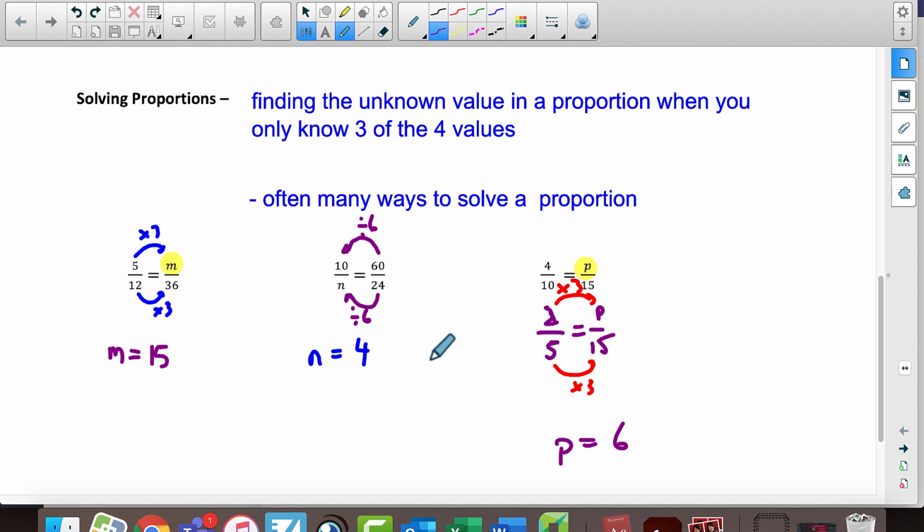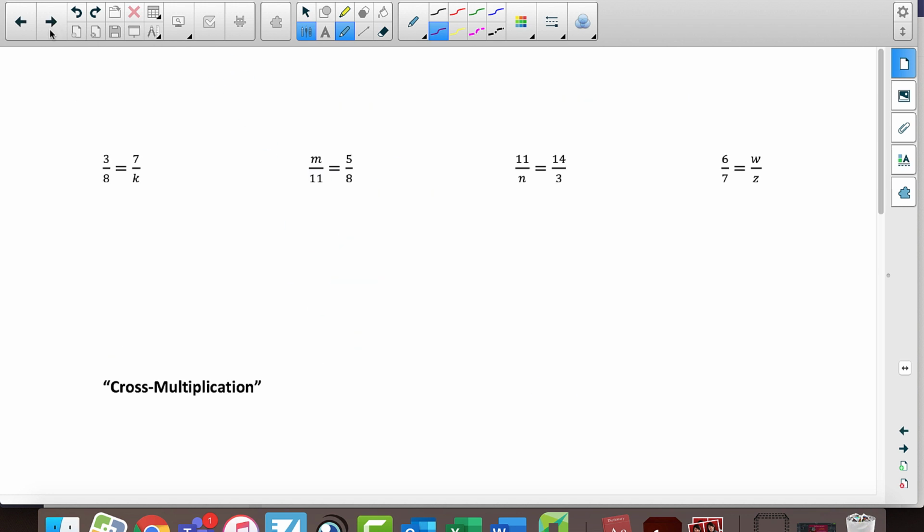So some proportions can be solved like this, but not all of them. Look at these proportions. 3 over 8 equals 7 over what? What do I have to multiply 3 by to get 7? Or what do I divide 7 by to get 3? Doesn't go into lowest terms. How am I going to do this?